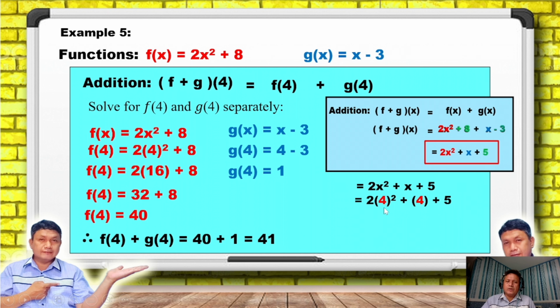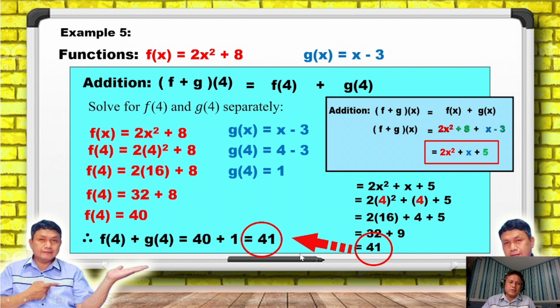So what is 4 times 4? So we have 2 times 16 plus 4 plus 5. And 2 times 16 is 32. So 4 plus 5 is 9. Okay, so we have 32 plus 9. It is also equal to 41. And that is also the same with the answer in our previous example. Okay, so ganun lang po, no? Bahala kayong pumili kung alin ang gusto nyo.